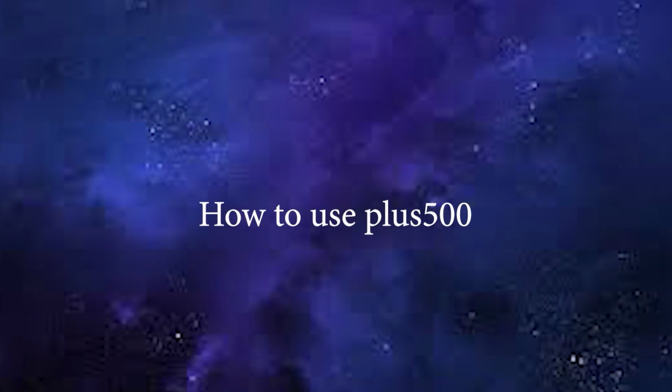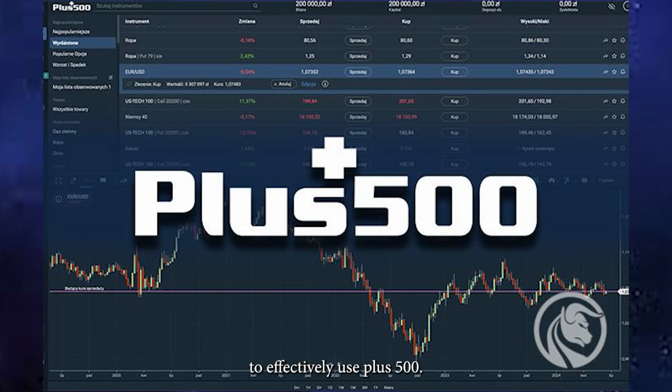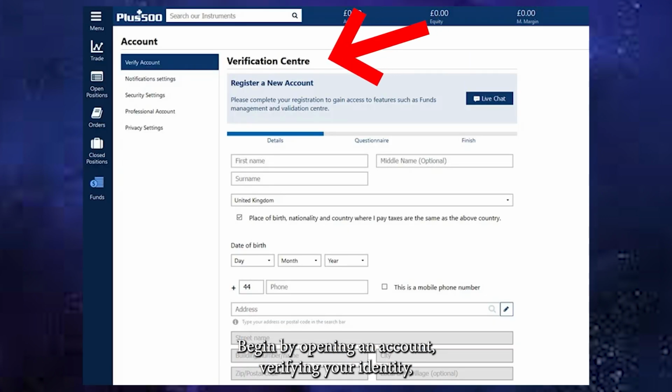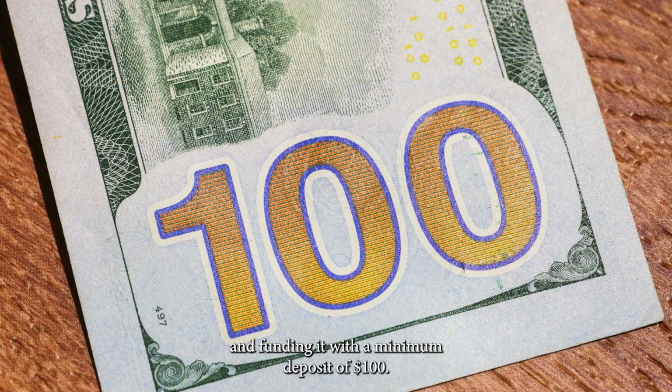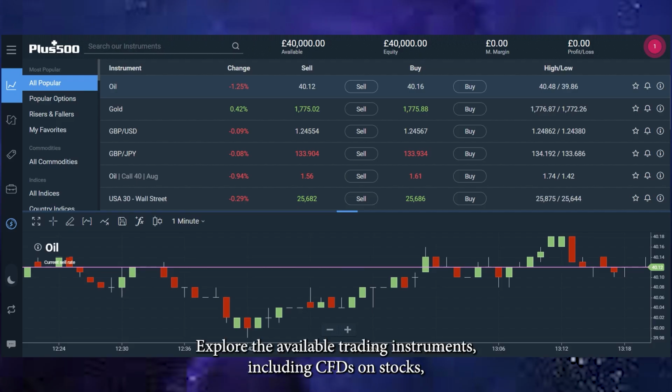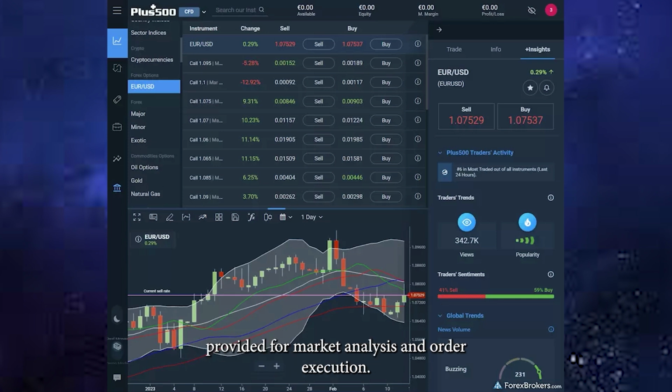How to use Plus500? To effectively use Plus500, begin by opening an account, verifying your identity, and funding it with a minimum deposit of $100. Navigate the platform, explore the available trading instruments, including CFDs on stocks, Forex, commodities, and more, and utilize the tools provided for market analysis and order execution.